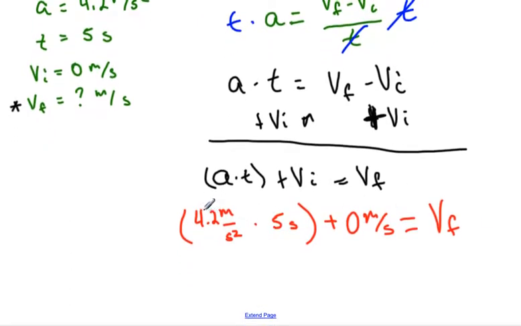Alright, so all we got to do is take 4.2 meters per second squared times 5 seconds. Notice the s here is going to cancel out with one of these s's. So our final answer, the unit, will be meters per second. We don't have to worry about this guy out here. It's just 0 meters per second. That goes away. If it was 5, if it was 10, we would add it, but it's 0, so we're not going to worry about it. So just in your calculator, take 4.2 times 5, and that's going to be meters per second, and that will be your VF. Alright, we'll stop it there.